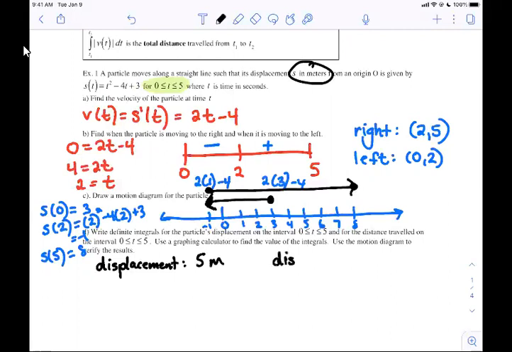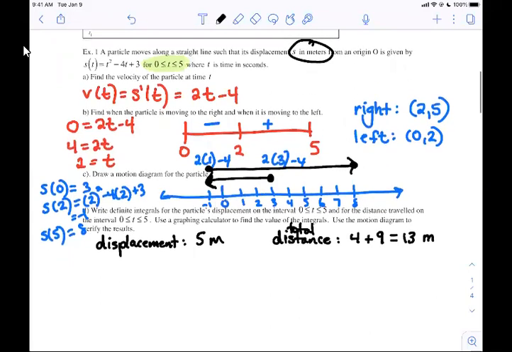Now, total distance is how far has the particle moved? Well, it went 4 to the left. And then how many to the right? 9, right? So the total distance the particle went was 13 meters. Now we got that from the motion diagram.